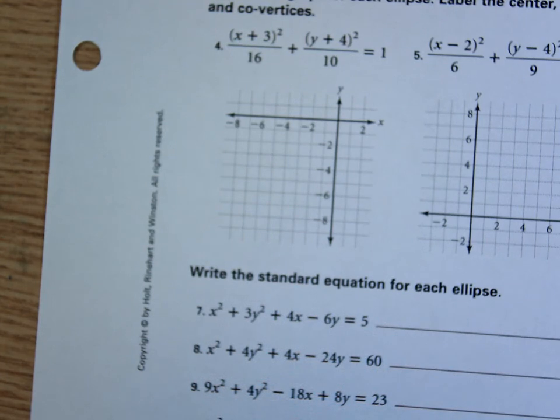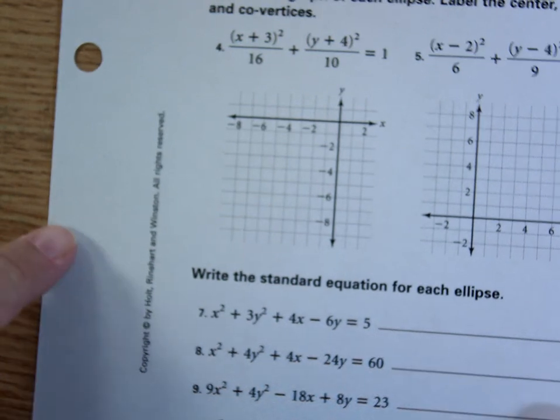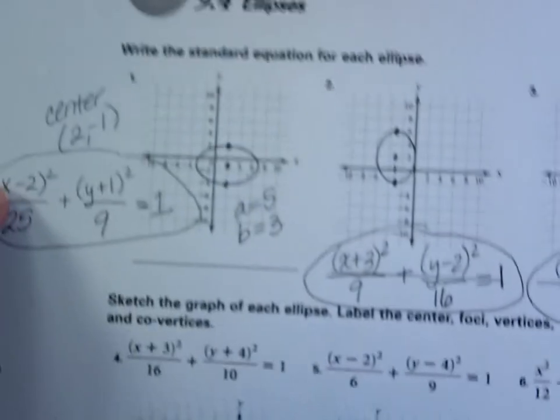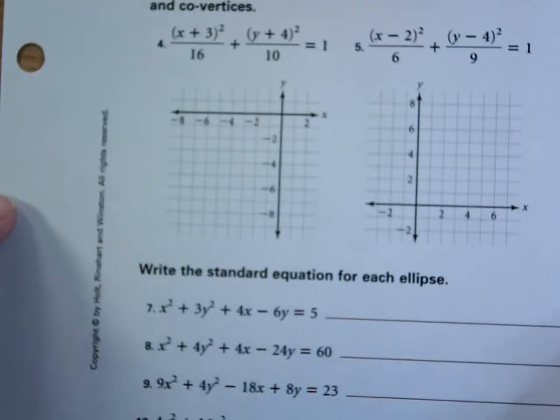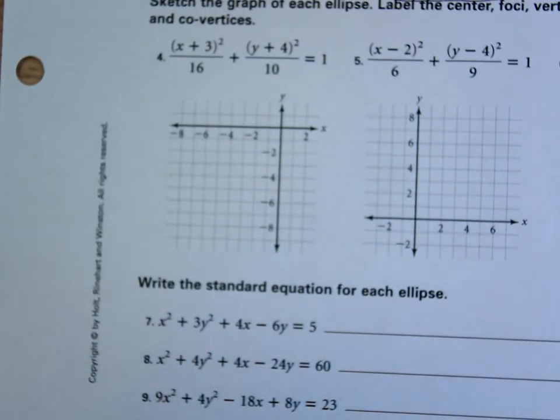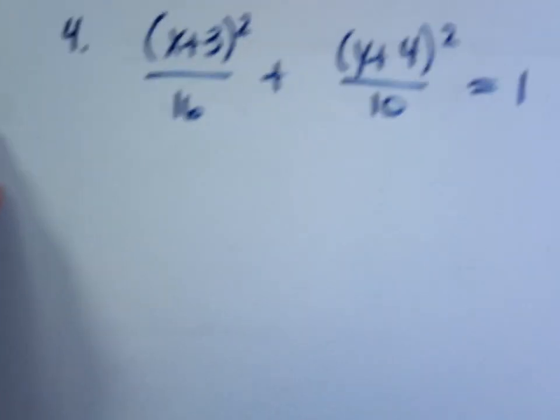Okay, resuming on 4, 5, and 6 of this Practice Masters Level B, 9-4 ellipses. This time they give us the equation, and we're asked to find the center, the foci, the vertices, the co-vertices, and graph all of the above. Okay, so I'm going to do this on another piece of paper so we have a little bit more space.